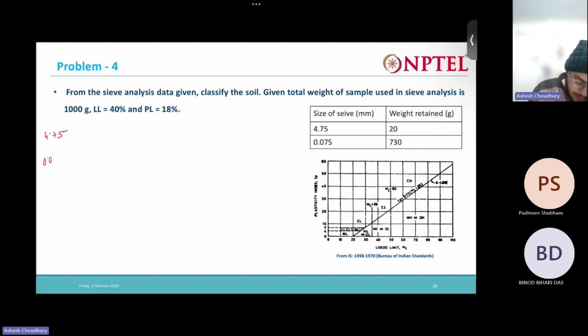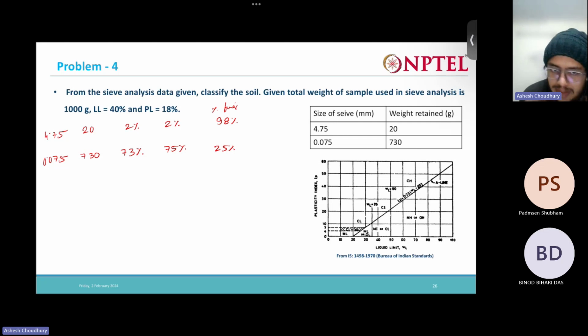4.75, 0.075. What is the weight retained? 20 grams. Now, percentage weight retained: 20 divided by 1000, that is 2%. 730 divided by 1000, 73%. Cumulative retained. Percentage finer: how much? 98%, and 100 minus 75, 25%. This is similar to the previous one.